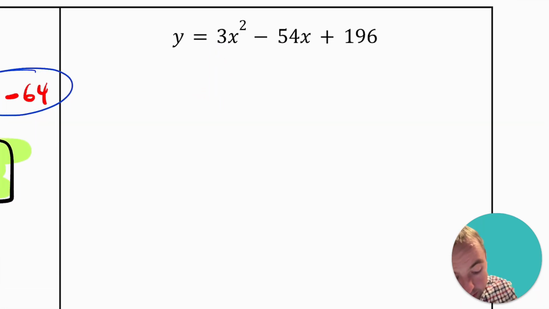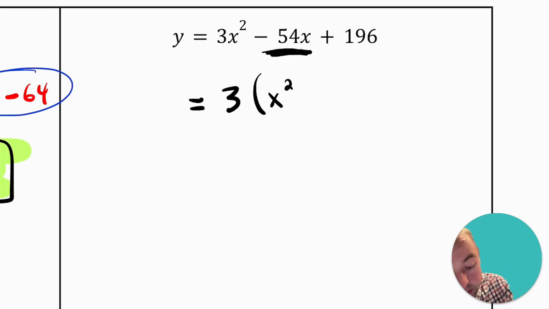If I want to get this into vertex form, it's really nice to complete the square when you've got a 1 in front of x squared. So what you're going to need to do is factor out that a number from the first term, and then also from the second term. So it turns out that 3 times -18 is 54.